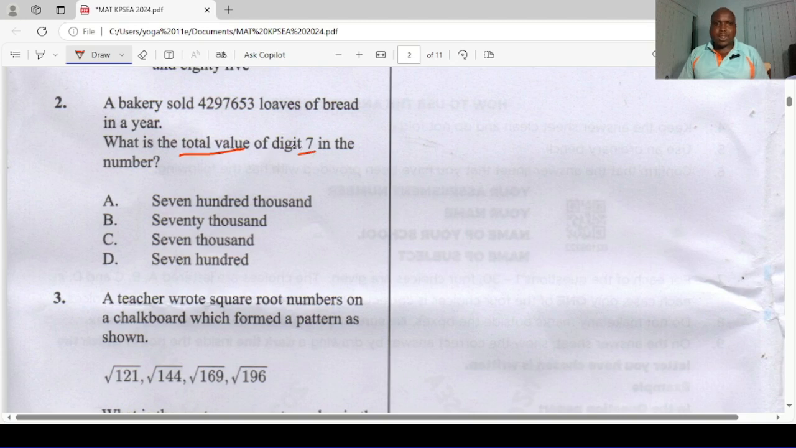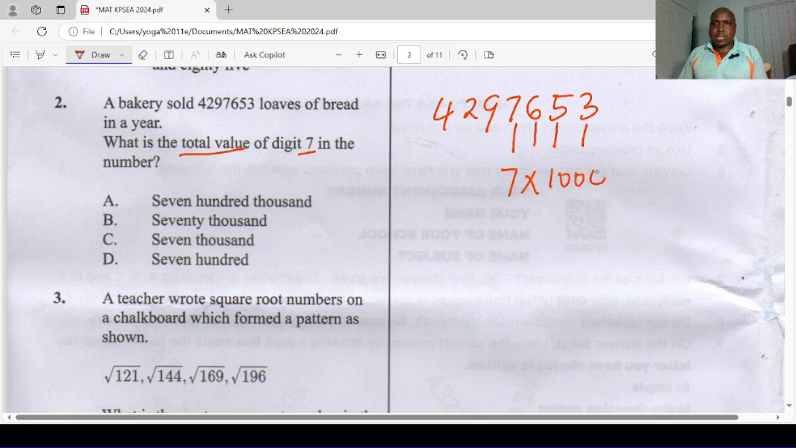So the total value in this number, let us write the number down. 429,765. So this is ones, tens, hundreds, thousand. So this digit 7 is 1,000. So it is 7 times 1,000, and that gives you 7,000. So this is the total value of that: 7,000.